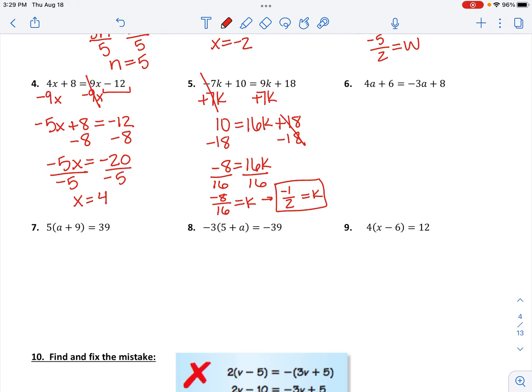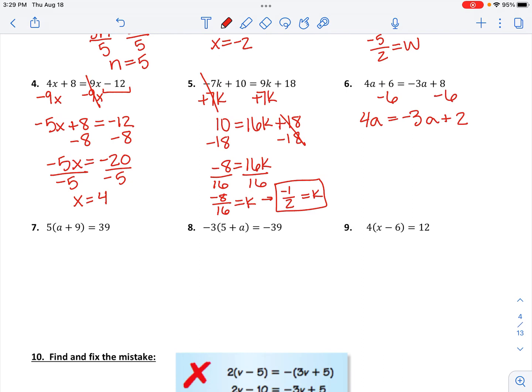All right, and then number 6, very similar here. I'm going to get all of the variables on one side and all of the constants on the other. This time I'll go ahead and choose to move a constant first. Like I said, it does not matter what you move first, as long as you end with the variables on one side and the constants on the other.